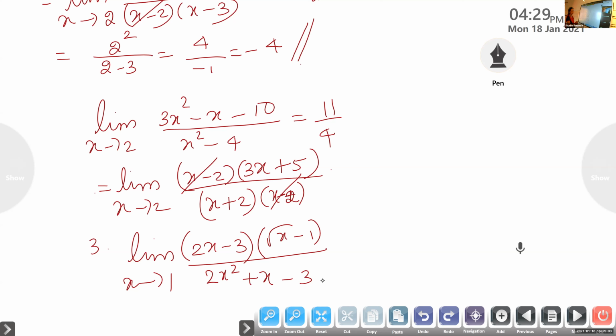How to do this? Look at the denominator. When you put x is 1, what happens? Numerator becomes 0, denominator 0. So it becomes indeterminate form, isn't it? 0 by 0 form.